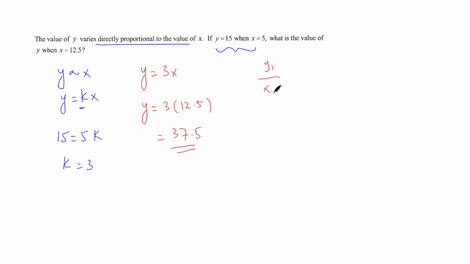Also remember, you can write this relationship like this as well. y1 over x1 equals y2 over x2 and so on. It will give you a constant that is this k. So we could have written this expression like this as well. Let's say this is our y1 and this is our x1 and this is our y2 and this is our x2. The relationship would look like this: 15 over 5 equals y2, which is something that we need to find, over 12.5. You will get exactly the same answer. Please remember this.